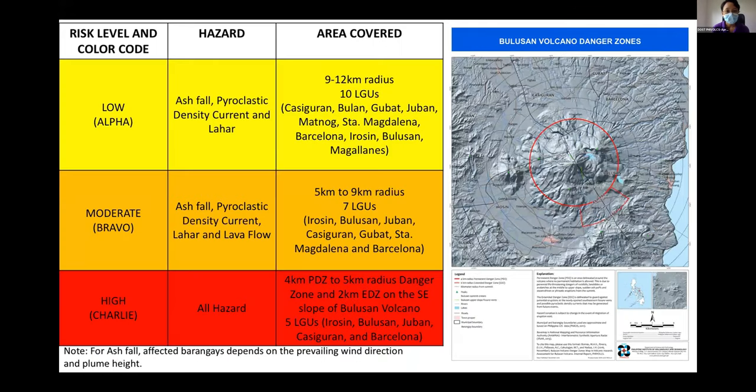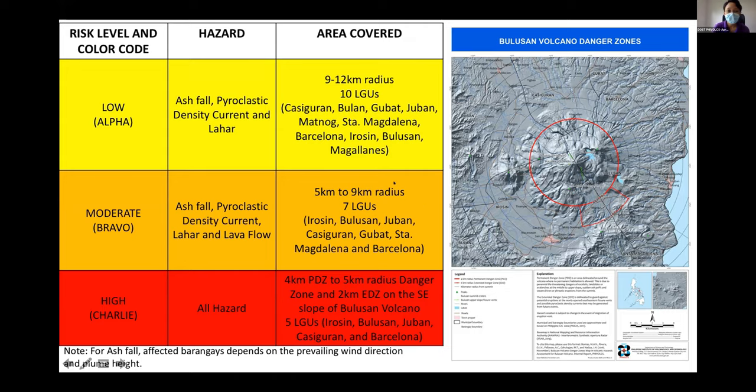For the Sorsogon province po, Alpha is the areas inside 9 to 12 kilometer radius. And Bravo is the areas within 5 to 9 kilometer radius. So Charlie po, ito na po yung nasa loob ng 4 kilometer permanent danger zone. Ito pong kulay red. Up to 5 kilometer radius danger zone. And ito pong 2 kilometer extended danger zone southeast ng Bulusan volcano.